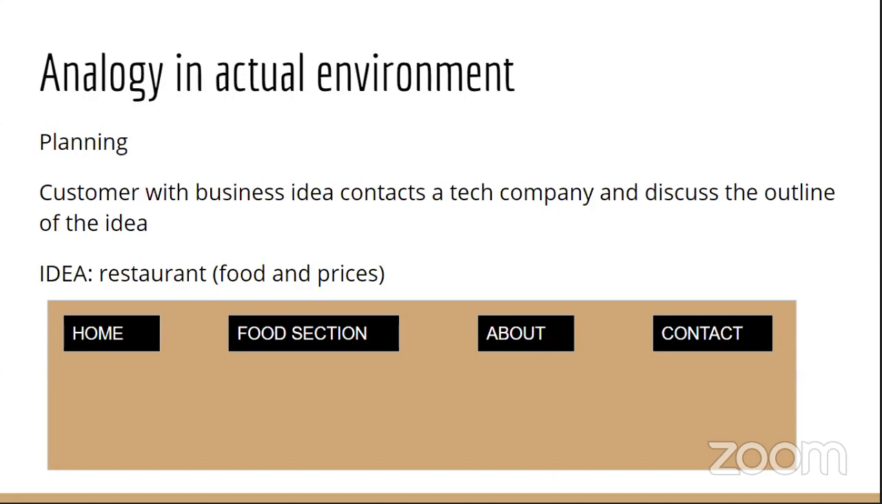So next, after the planning has been completed, is the requirements analysis. The requirement analysis requires you to discuss the outlines that have been mentioned, like home, food section, about, contact, in further deep detail. Like home. So the tech company discusses and formulates a plan and shows a design saying your home button will include an about page, a contact page, a food section, and the contact section.